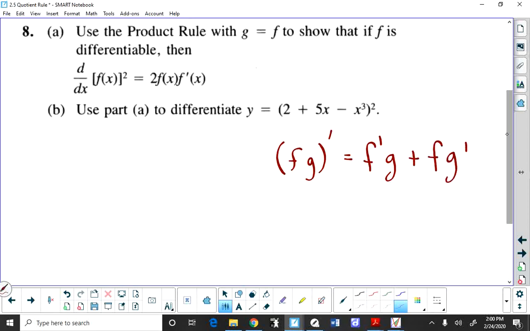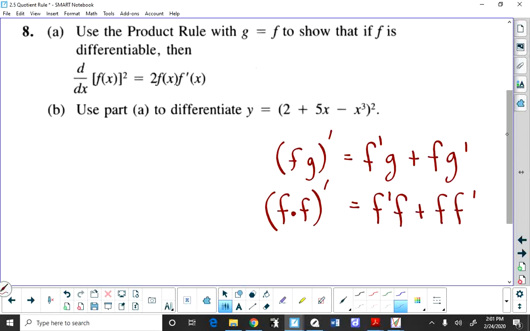this is, and I don't like that notation, but this is the product rule with f times g, right? So what they are saying is if f and g are the same thing, then what this would become would be f times f. What's the derivative of f times f? Well, it would be f prime f plus f prime f. Are you with me on this?